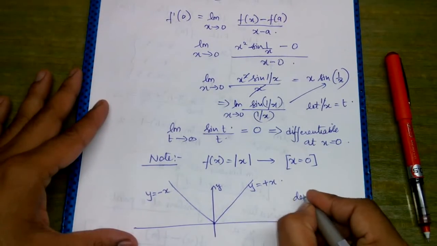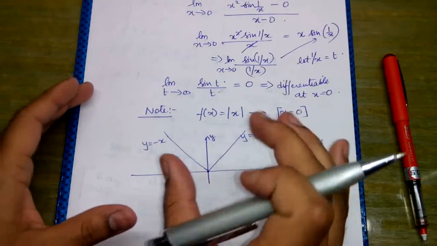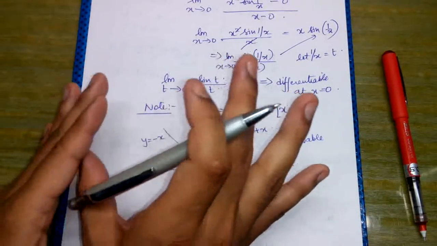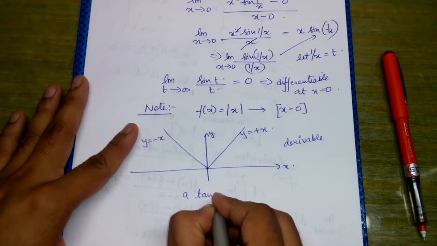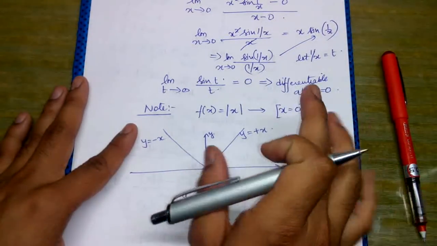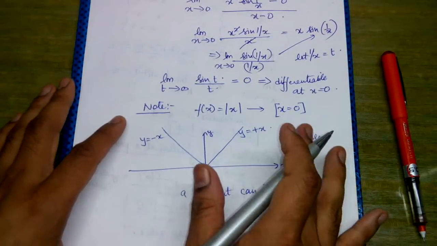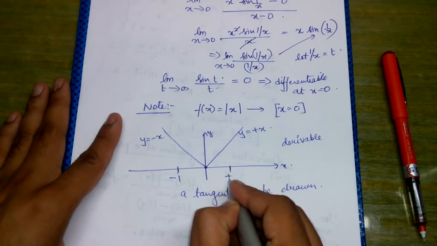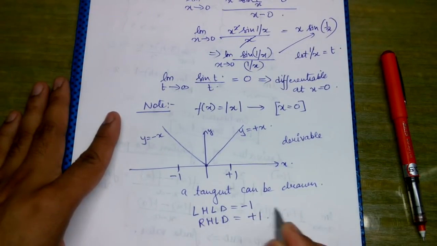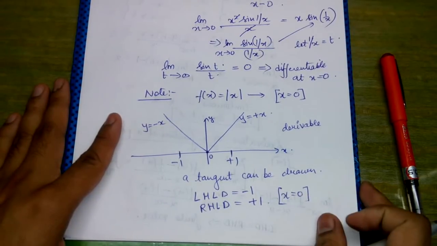Derivable simply states that if the function is derivable, then there will be an existence of slope. So a differentiable function means that the slope will exist, and the slope of the curve and the tangent also exist for a differentiable function. It simply means that a tangent can be drawn for a differentiable function. At this point we observe that a tangent cannot be drawn because at the sharp point infinite number of tangents are possible. This point is −1, this point is +1; the left hand derivative is −1 and the right hand derivative is +1 at this point 0. So this function is not derivable at x = 0.